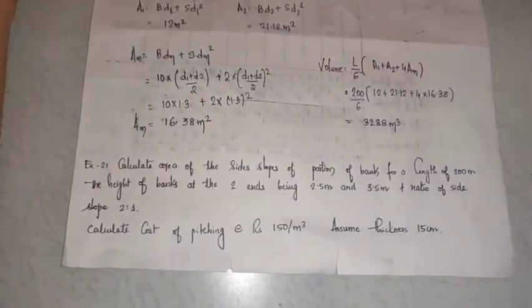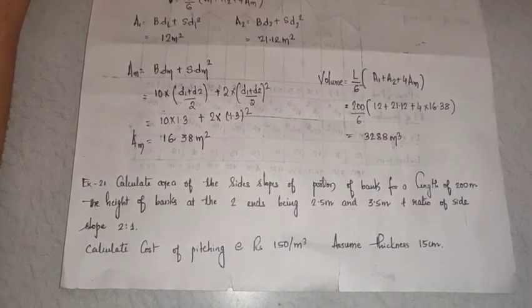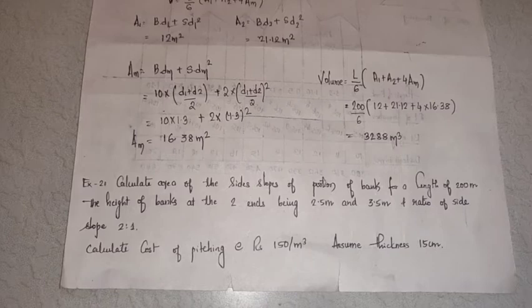Okay, now a small assignment for you. You can note down this problem which has been displayed on the screen. Calculate the area of the side slopes of a portion of bank for a length of 200 meter. The height of bank at the two ends is 2.5 meter and 3.5 meter. The ratio of side slope is 2:1. Calculate the cost of pitching at rupees 150 per meter cube. Assume thickness as 15 centimeters.